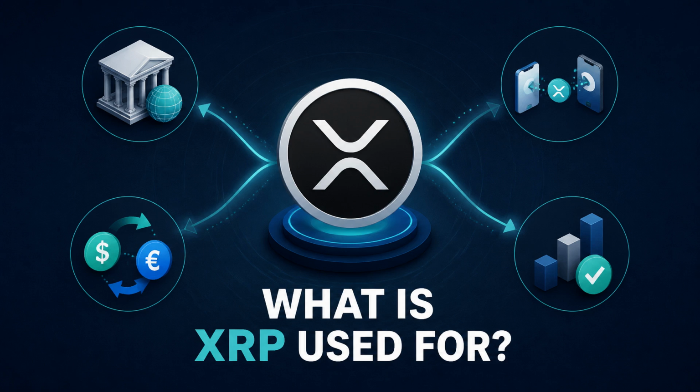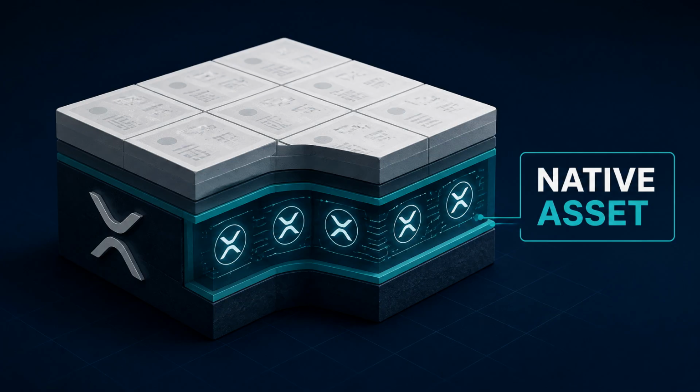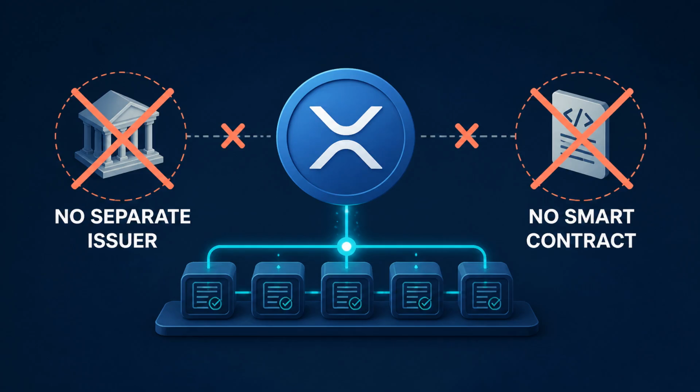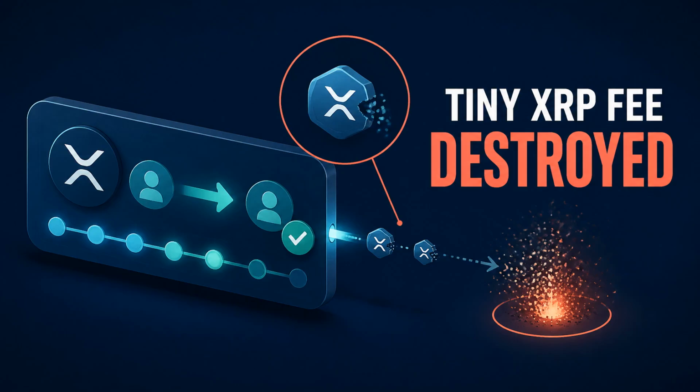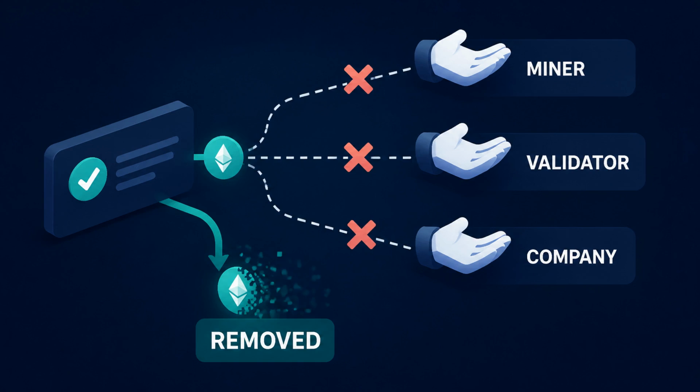So what is XRP itself used for? First, it is the native asset recorded directly by the XRP Ledger. It does not depend on a separate token issuer or smart contract. Second, every transaction destroys a tiny amount of XRP. The fee is not paid to a miner, validator, or company. It is permanently removed from the supply.